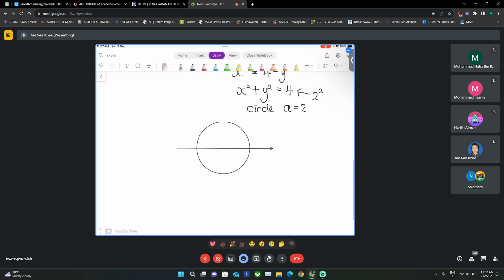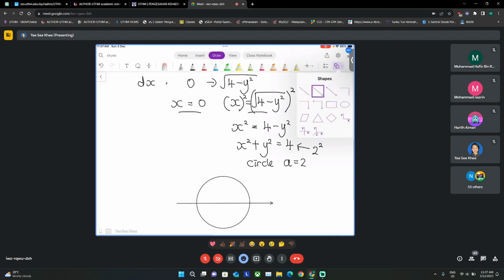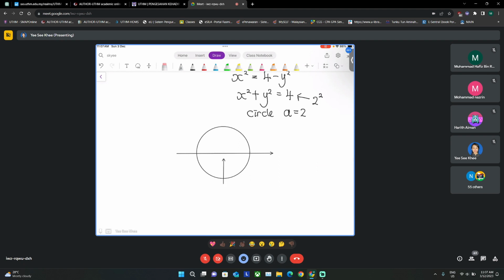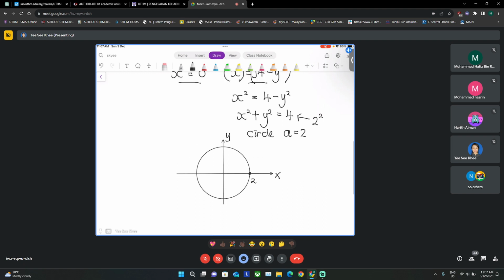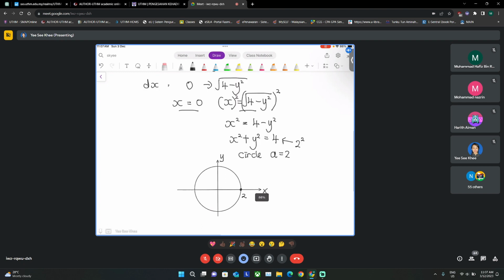Okay, draw a circle first. Draw a circle, and label it y, this is x. And the radius, you know, is 2. So we go back again and look at our interval.